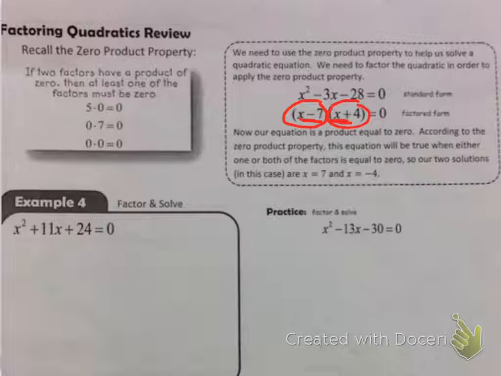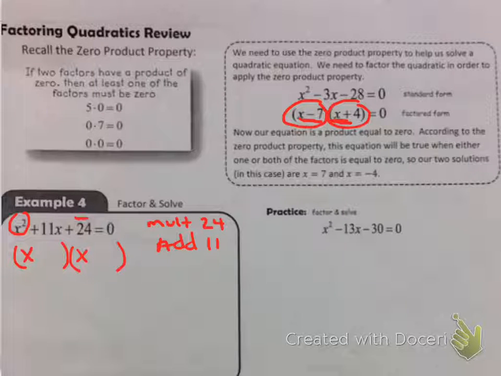I'm going to show you what we're talking about here on this example. So this time we're factoring. We're trying to do like unfoil, this is what we're doing. So we're going to take this x squared right here and we're going to split it up to x times x because that's how I would get my x squared. Then I'm going to look to see if I can find two numbers that will multiply to 24 and add to be 11. Because right here we have the 24, right here we have the 11.